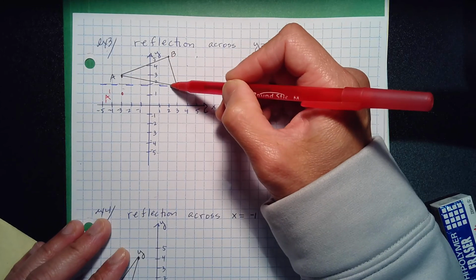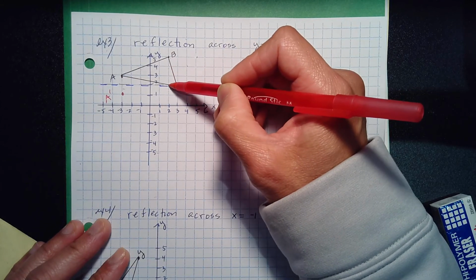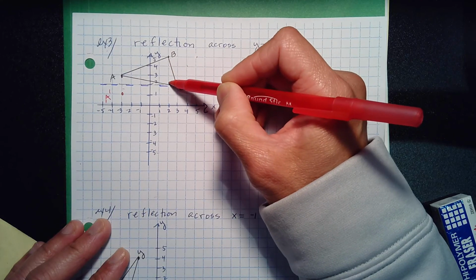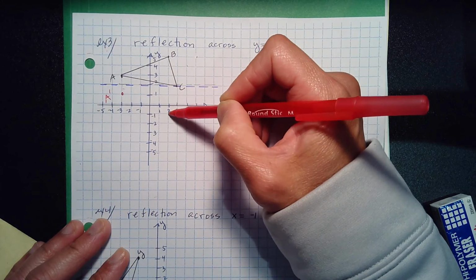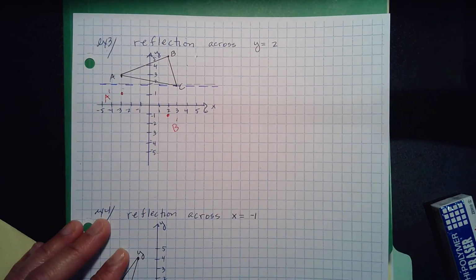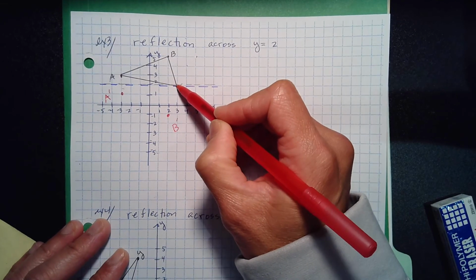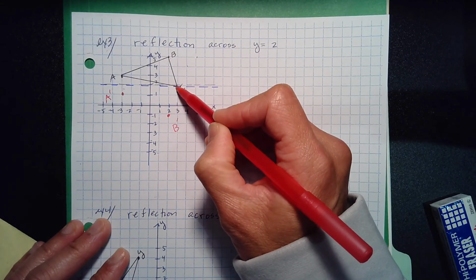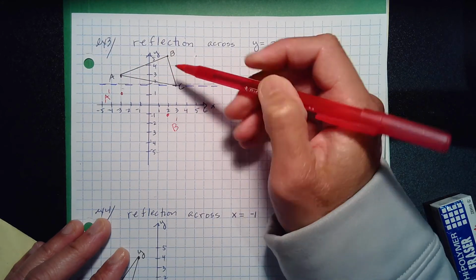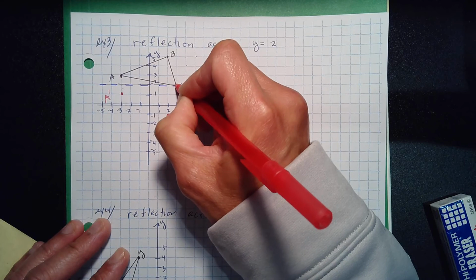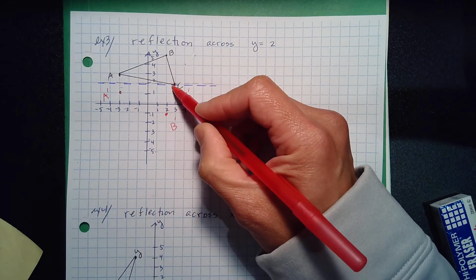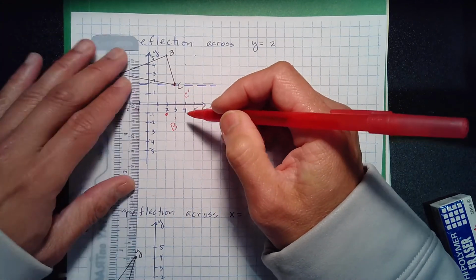Look at B. From B to the mirror, count 1, 2, 3. Again, from point B to the mirror, 1, 2, 3. So from here, count 1, 2, 3. So here is now B prime. Here is C. Well, notice C is on the mirror. So there's no distance. Here there's 1 unit. Here there's 3 units. Here there's no distance. So this is now called C prime, because there's no distance from the mirror. We connect it.